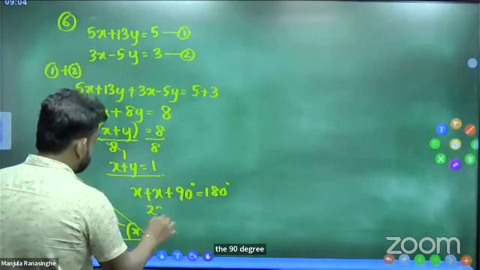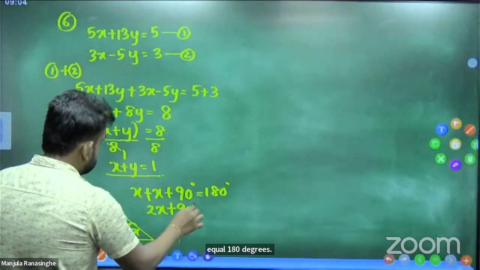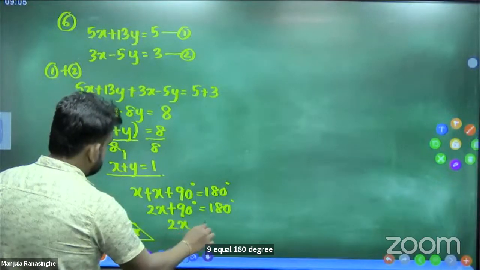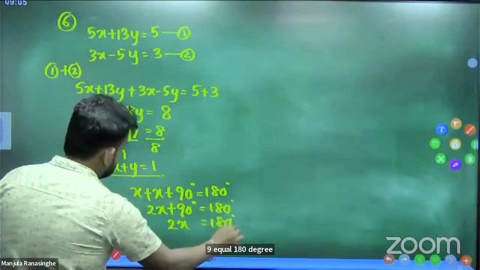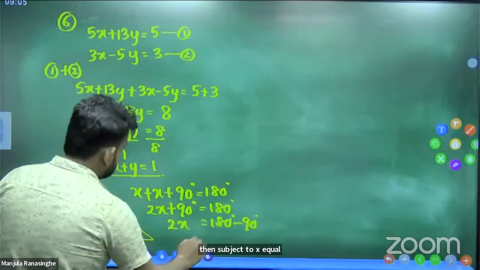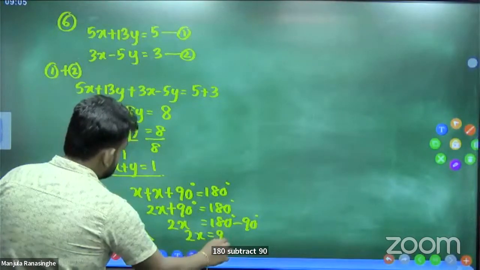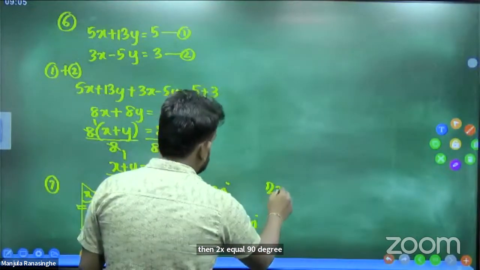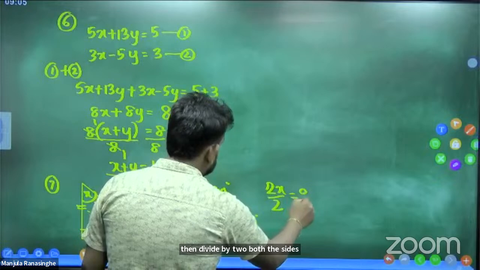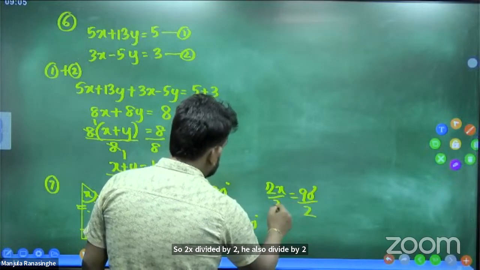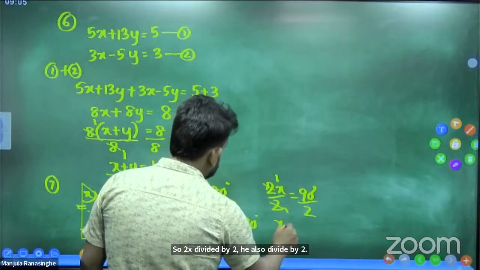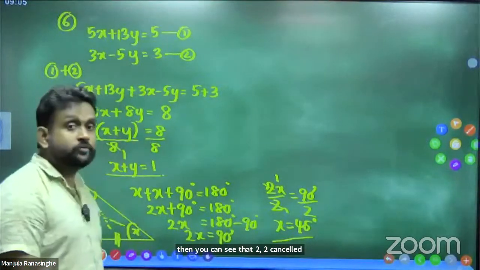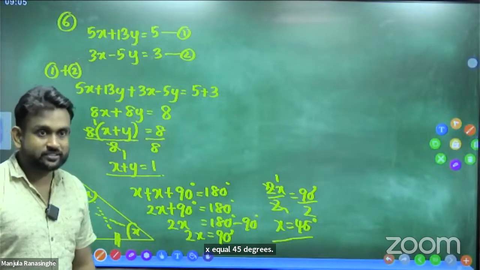So you write x plus x, that is 2x, plus 90 equals 180 degrees. Then 2x equals 180 subtract 90, so 2x equals 90 degrees. Then divide by 2 on both sides. 2x divided by 2, and here also divided by 2. The 2 cancels, and x equals 45 degrees. Right, x equals 45 degrees. Okay, just a simple question.